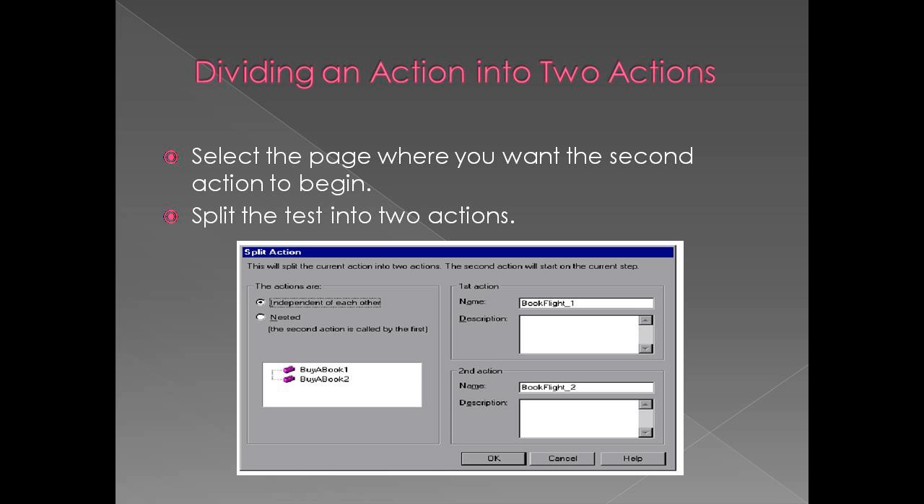The two actions are displayed in the keyword view and in the test flow pane. 3. Save your test. Choose File, Save, or click the Save button. 4. Close the browser that is open to the Mercury Tours website.